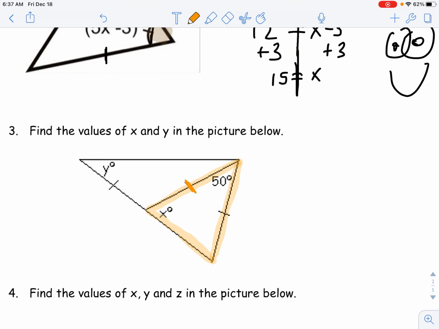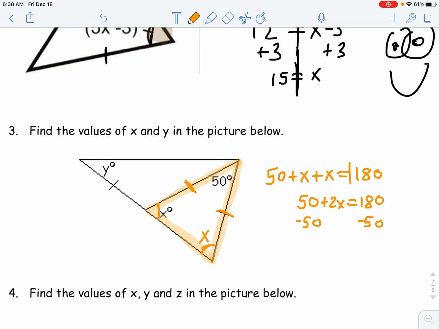I know it's isosceles, so that means x is a base angle, and in fact, this angle is x as well, because base angles are the same. That means 50 plus 2x equals 180. Subtract 50 from both sides. We get 2x equals 130. And then 2 times x, so how do I undo multiplication? I divide, and x equals 65 degrees.